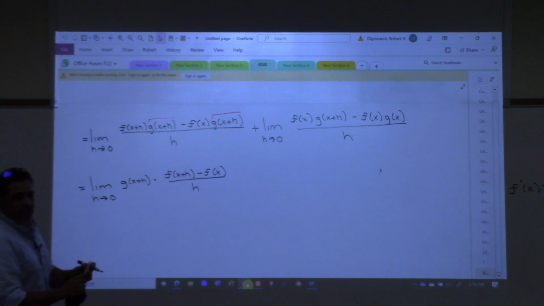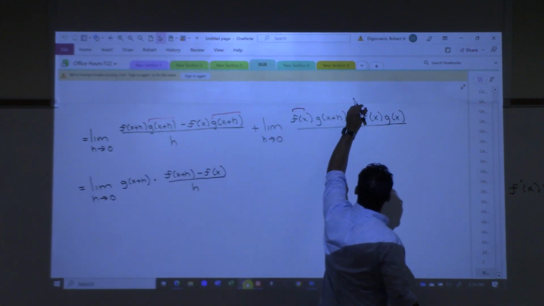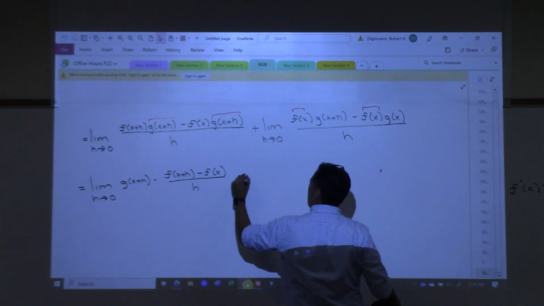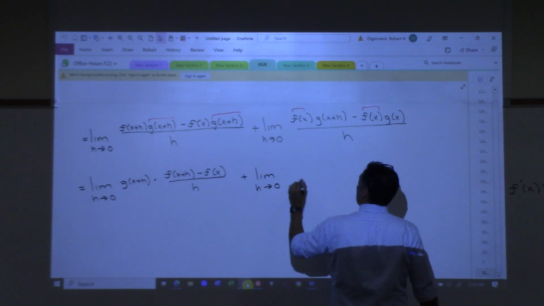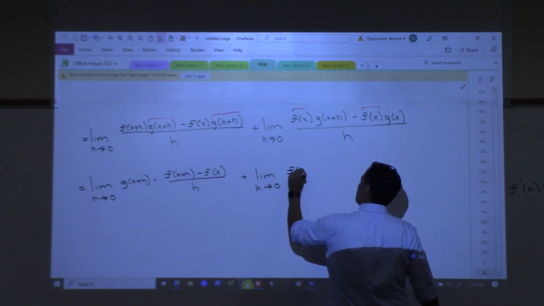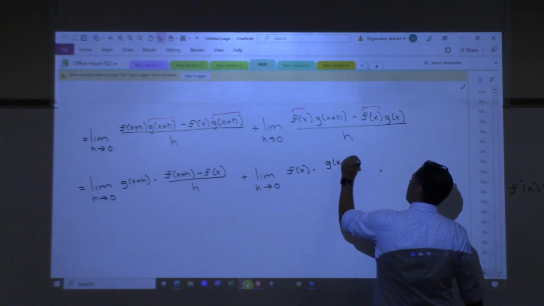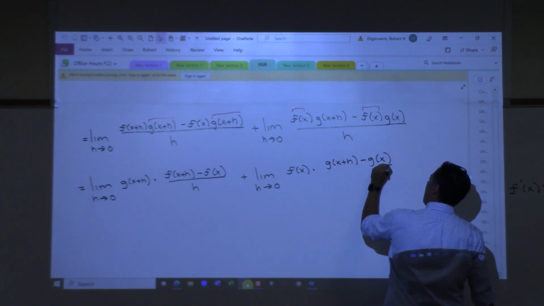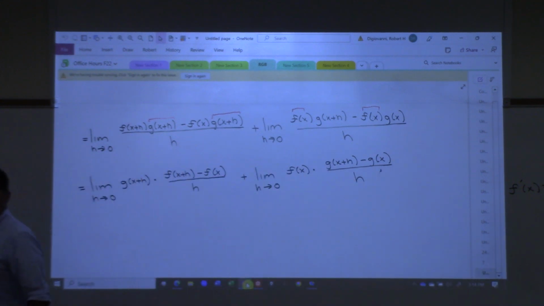Okay, on the other one, do you see a GCF over here? F of x, okay, let's pull that out. So I'll have plus limit h goes to 0. Okay, this is going to be f of x comes out times, and then here I'll have g of x plus h minus g of x, and then all of that over h. Yeah? Still with me? One more step, and we're there.